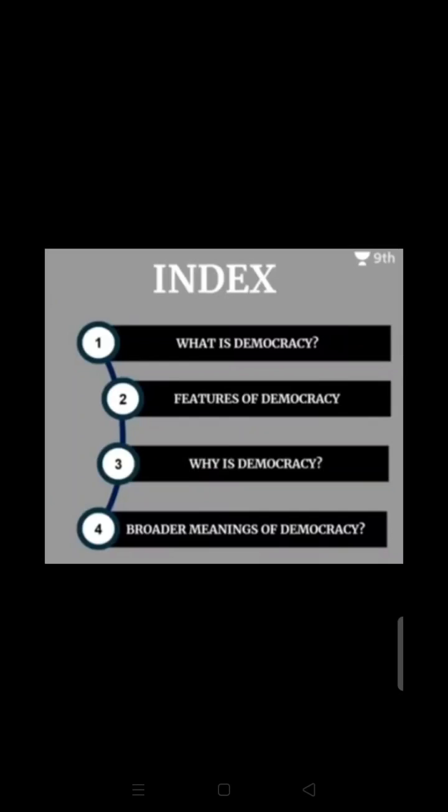And first of all we will discuss what is democracy. Democracy is a government of the people, meaning democracy is a form of government in which the rulers are elected by the people. But who are the rulers? And which official must be elected for any government to be called a democracy?